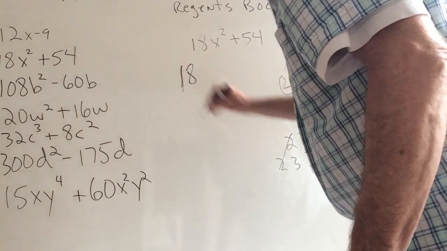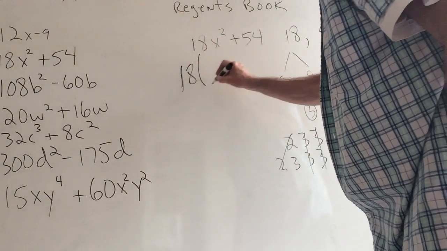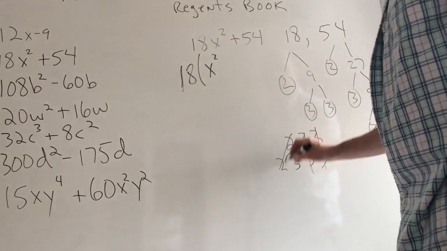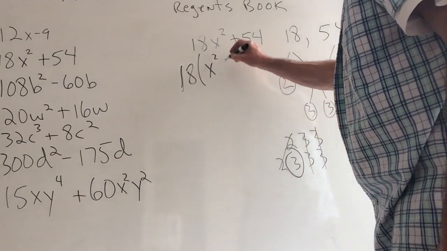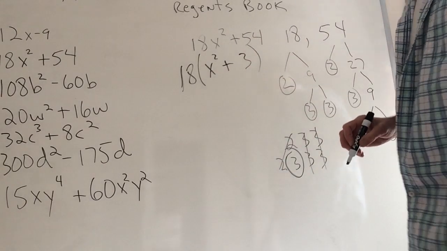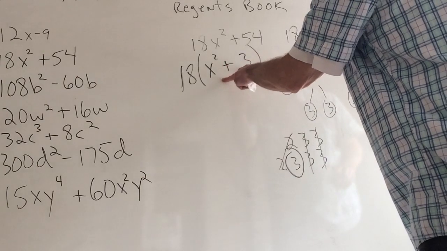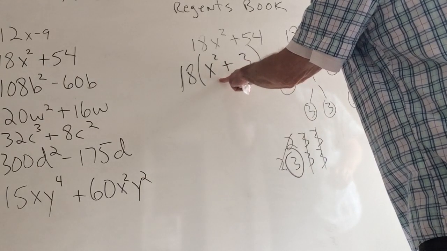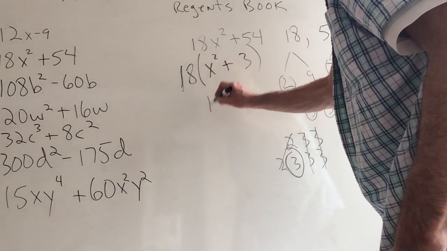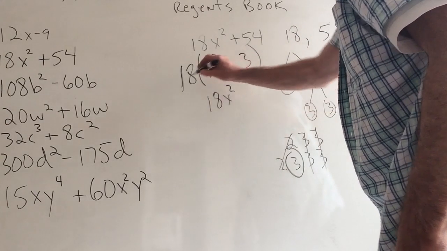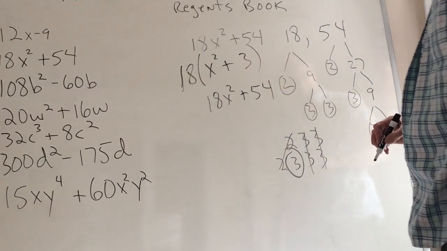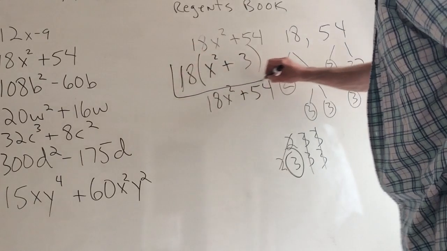So I extract the 18, and what's left? Well, x squared, and how many times does 18 go into 54? There's the answer with the factorization, plus 3. Now, are these two numbers coprime? That's an important question to ask. Well, yes, they are. They cannot be factored by any number but 1. So that works. 18 times x squared is 18x squared. And 18 times 3, which you should know by the time you're in high school, is 54. So here's the correct answer.